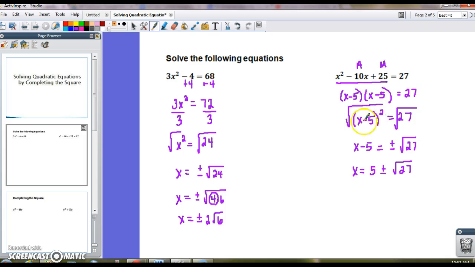I wrote that as the square of a binomial, and then I took the square root of both sides, added 5 to both sides to get x by itself. The only other thing I have left to do is to simplify what's under the radical. My factors of 27 are 9 and 3. 9 is my perfect square, so I end up with x is equal to 5 plus or minus 3 radical 3. And that is my final answer for that. So take a minute, look that over before you move on with the video.